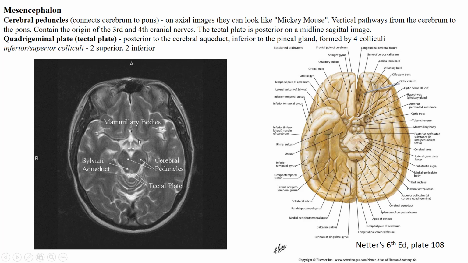As you would see, fluid is bright, and so you have bright fluid here in the middle of that Mickey Mouse face. And then we have the tectal plate. Some people say those look like the cheeks or part of the nose of Mickey Mouse. So tectal plate or quadrigeminal plate there. And the cerebral peduncles contain the origin of the third and fourth cranial nerves.